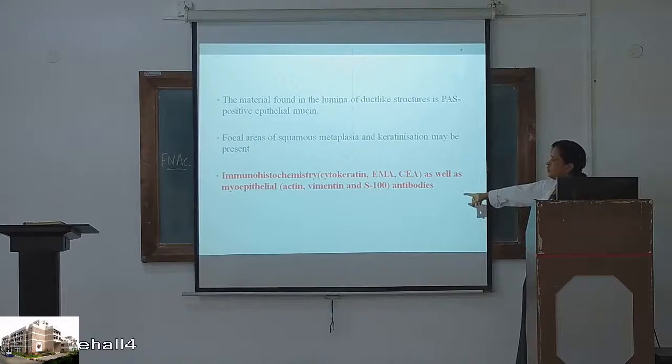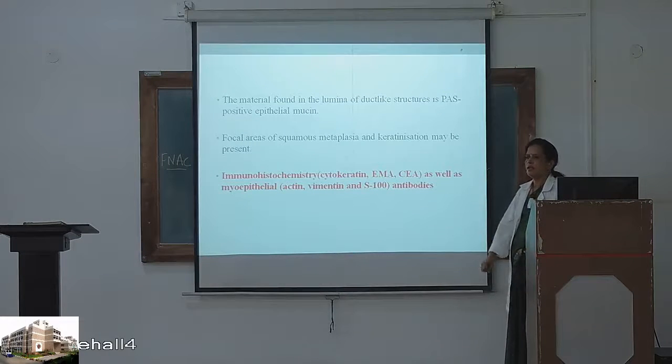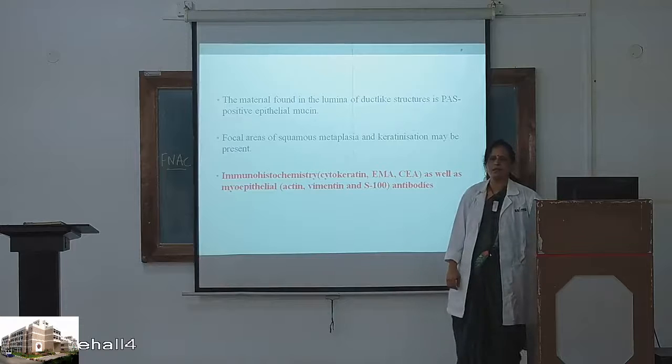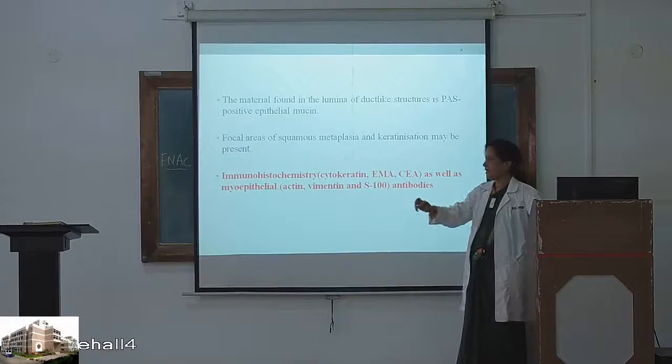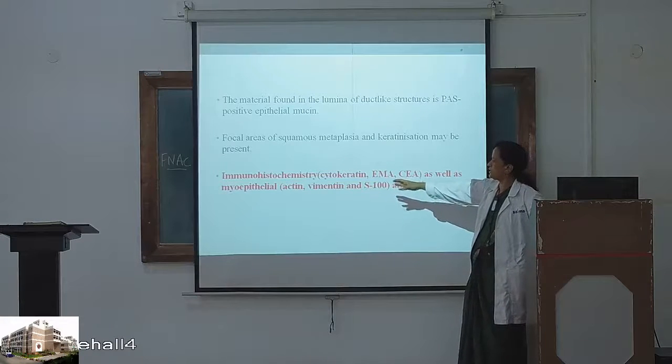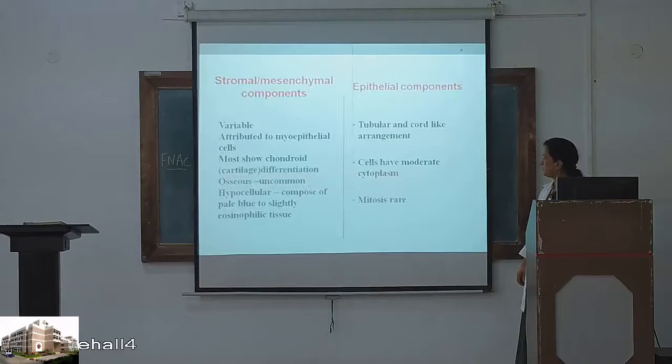As well as myoepithelial markers, which are like smooth muscle, because myoepithelial cells are in the duct to help the duct contract and expel the secretion. So they have markers of smooth muscle, like actin, as we mentioned, and S100 antibodies.